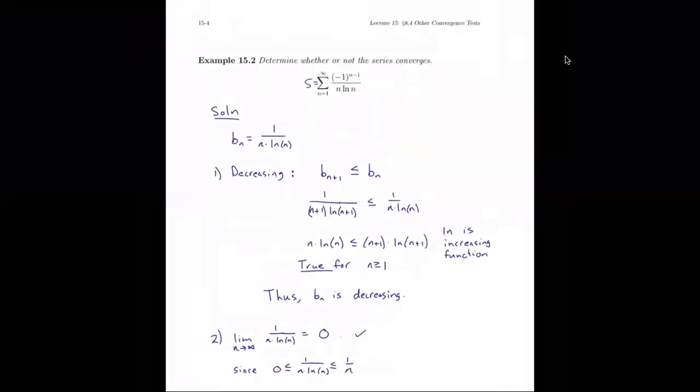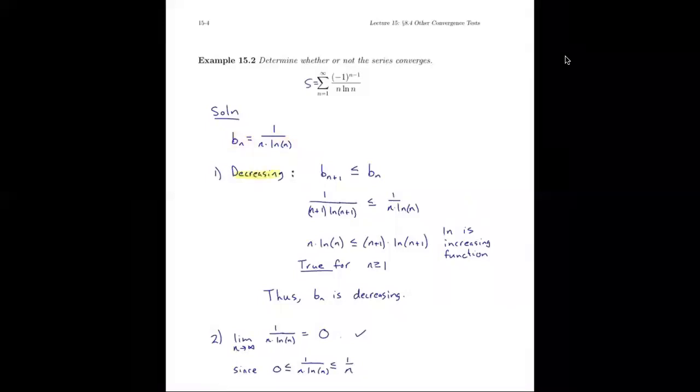Now, another one. S is the series, it's alternating, and then it's 1 over n times natural log of n. So this is a good question. This thing should move a little bit faster than the previous one, and it should converge. But let's recognize that b sub n is equal to 1 over n times natural log of n. We're going to do this thing formally. We'll apply our alternating series test.